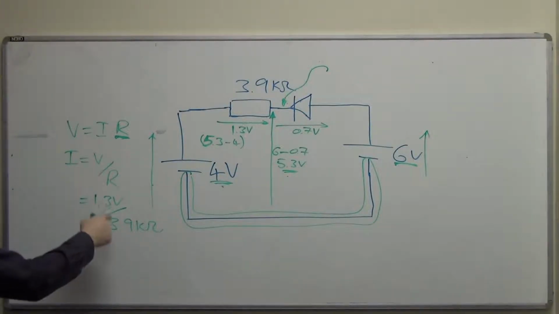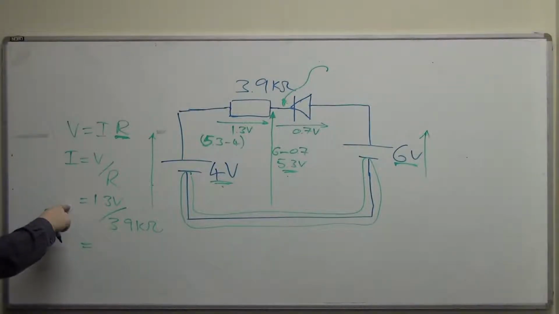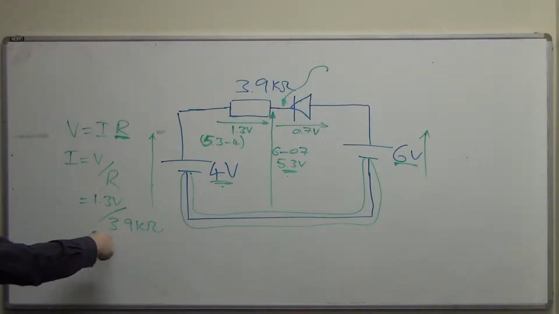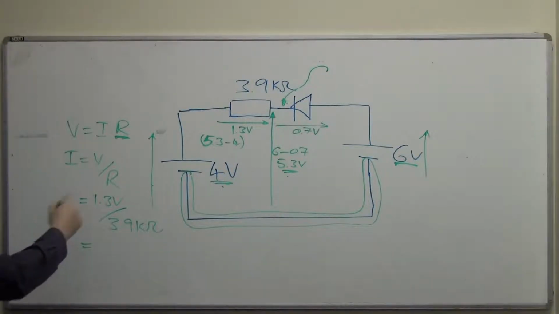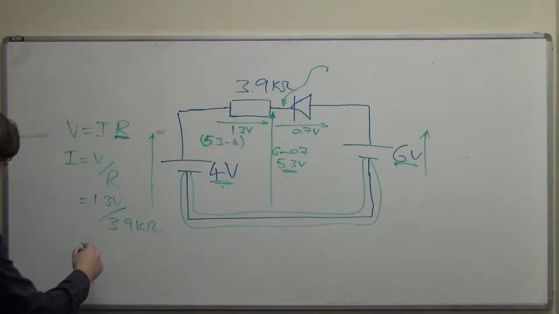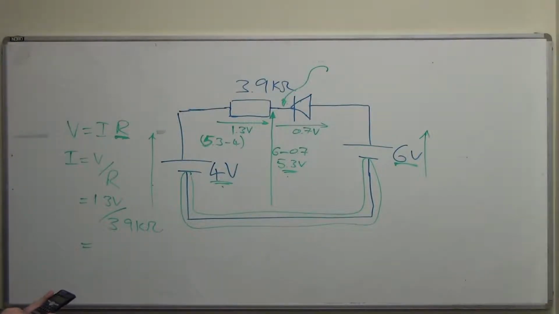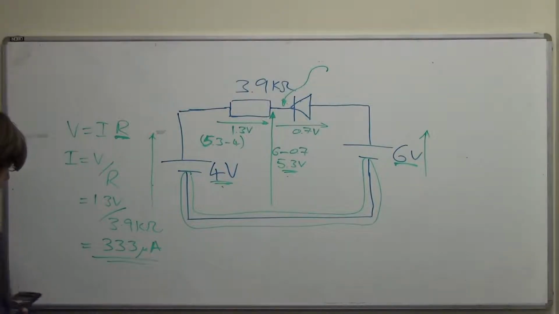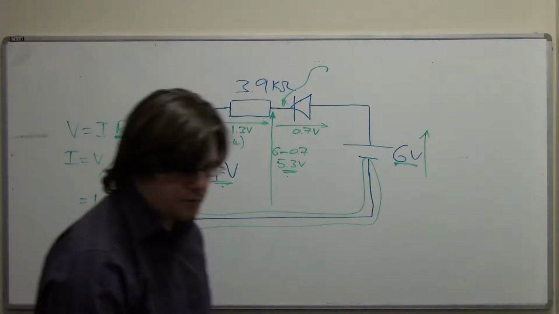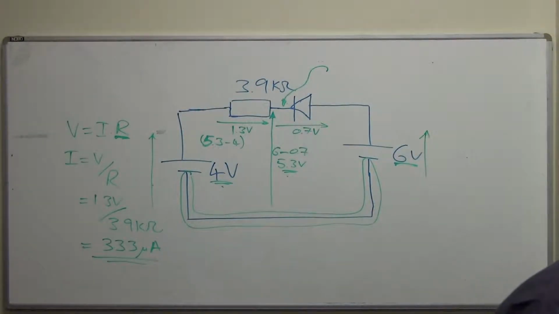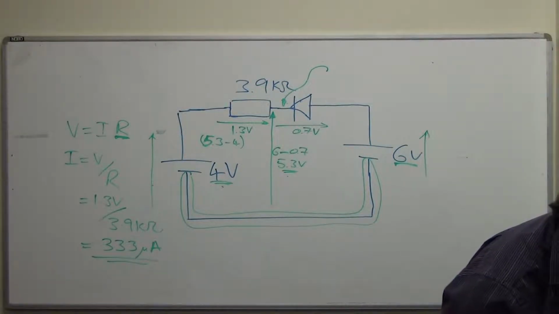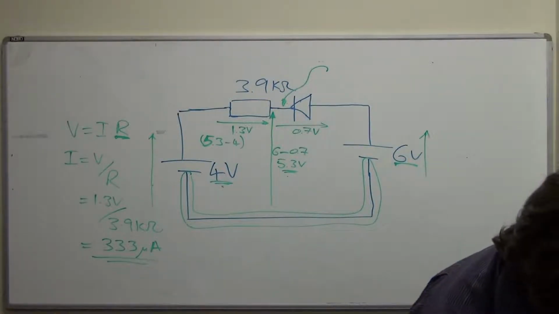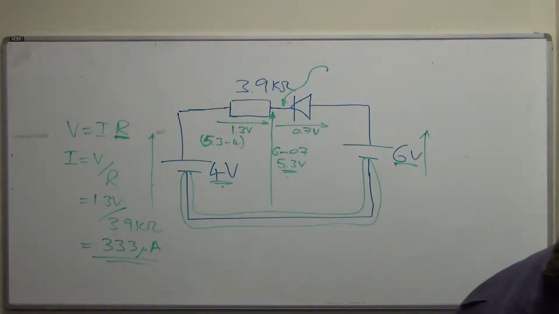So, because I've got volts in kiloohms, my answer will be in milliamps. If you want to, you can say 3,900 ohms and get an answer in amps. Entirely up to you. Anyway, so 1.3 volts, 3.9 kiloohms will leave us with 333 microamps. And that is our complete solution for that question. And with a bit of luck, it does match what it says on the answers. It's good when that happens. So that's question 1B.